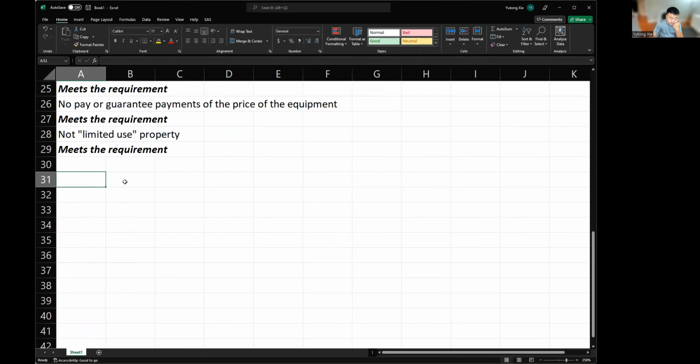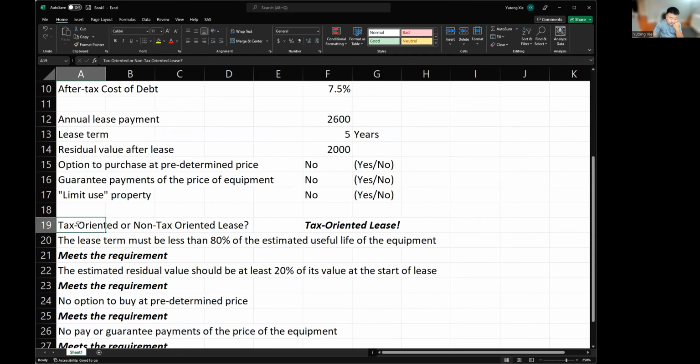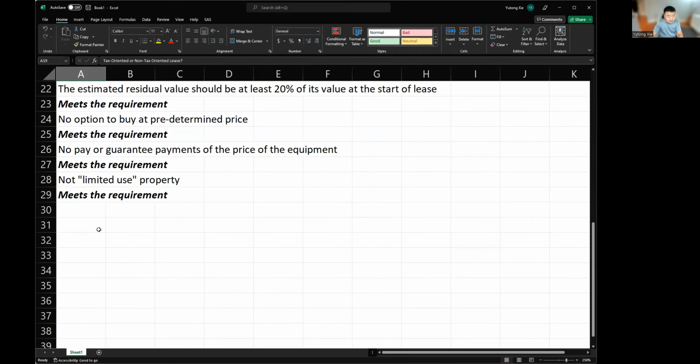So if it's a tax-oriented lease, because this is the input section, we already have a name for it. This is the tax-oriented or non-tax-oriented lease. This is the second part. So in the third part, let's give it a name, just call it calculation, I guess. So in the calculation, what we did in class is we first evaluate the first option, that is the borrowing and buy. So in the borrowing and buy, we first evaluate the loan, right? So let's just do the same thing.